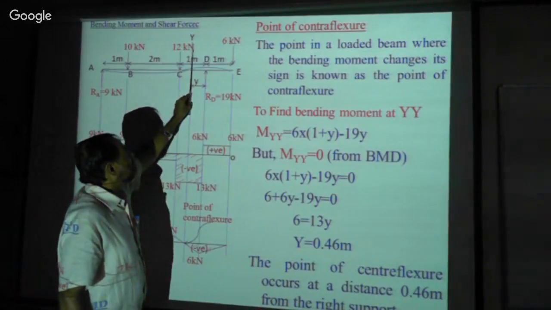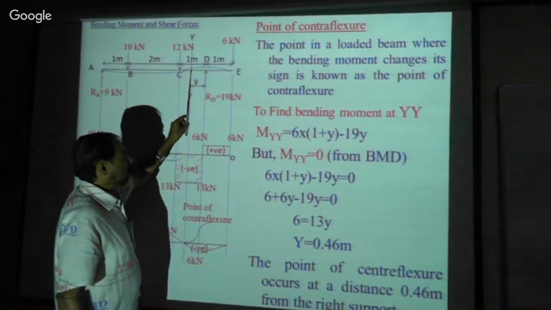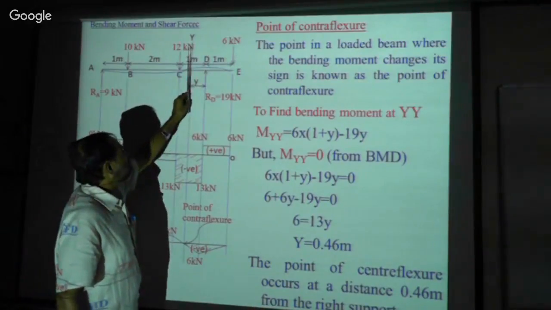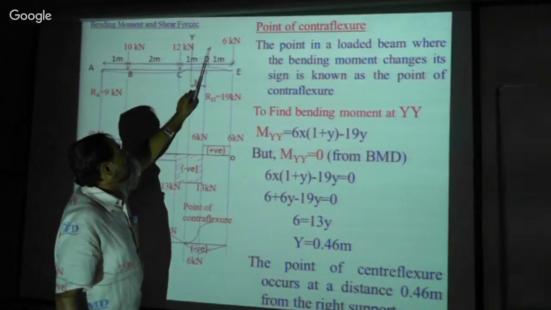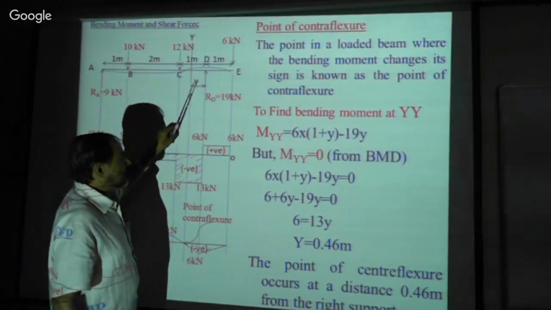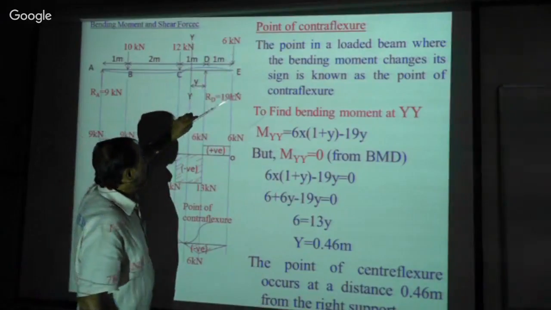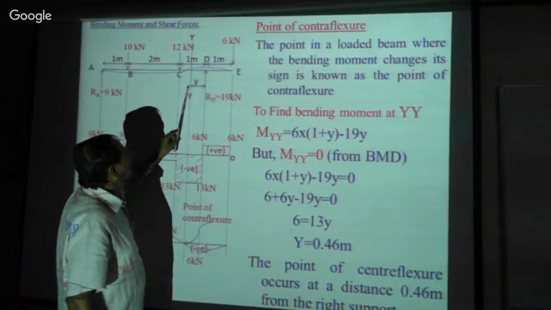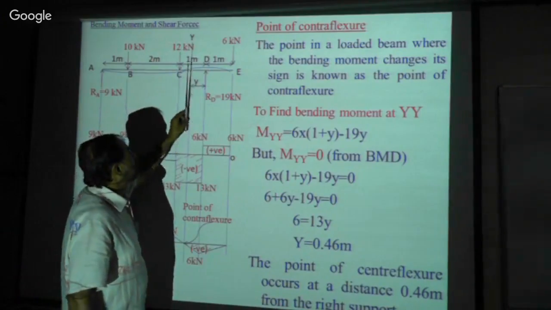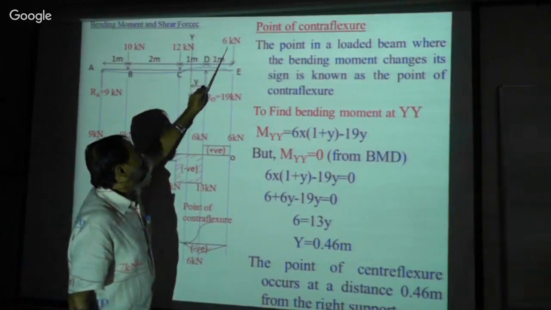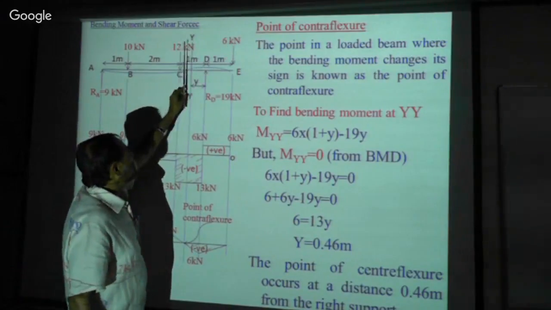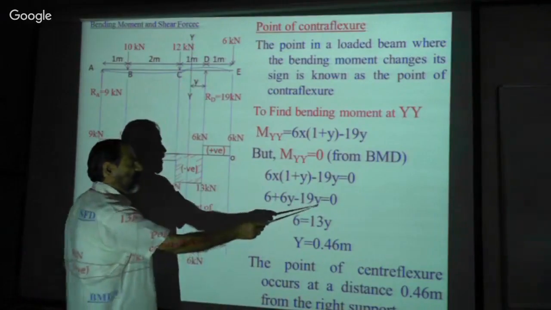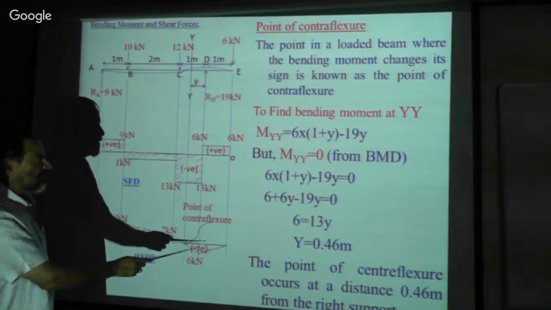To calculate the bending moment, 6 multiplied by 1 plus y is the bending moment from the beam, from this diagram. This is clockwise bending moment, and this creates negative anti-clockwise bending moment. Therefore, 19 into y. Bending moment at this point is 6 multiplied by (1 plus y) minus 19 into y. This is what we have done, and that is equal to 0. See, the bending moment is 0 at that point.